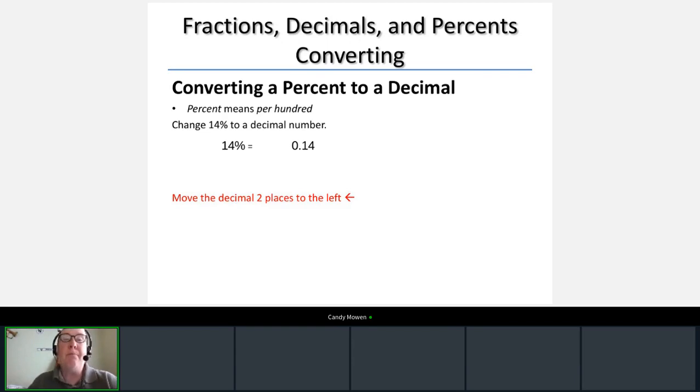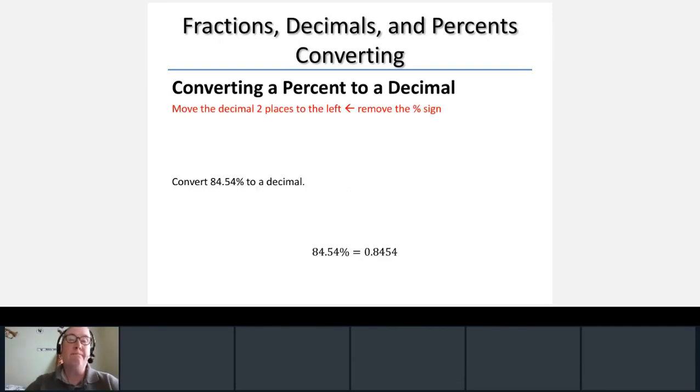Now, converting a percent to a decimal, this means per hundred. What we do is we take away the percent sign, and it's just the opposite: moving the decimal place two places to the left. So 14%, we take away the percent sign, move it two places to the left, and we get 0.14. There again, convert 84.54% to a decimal: wipe away the percent sign, move it two places to the left, 0.8454.